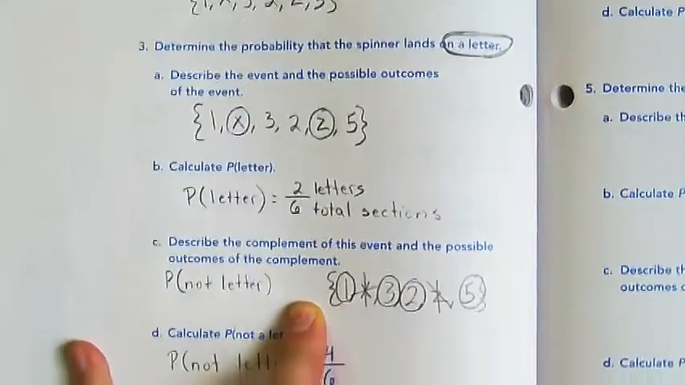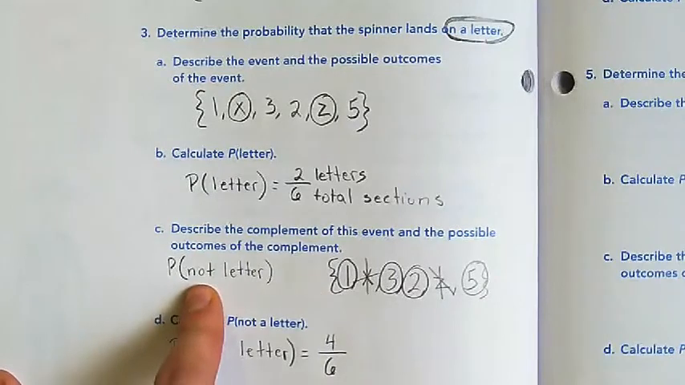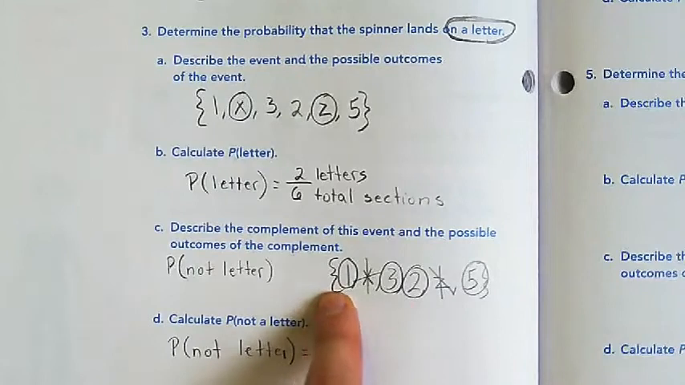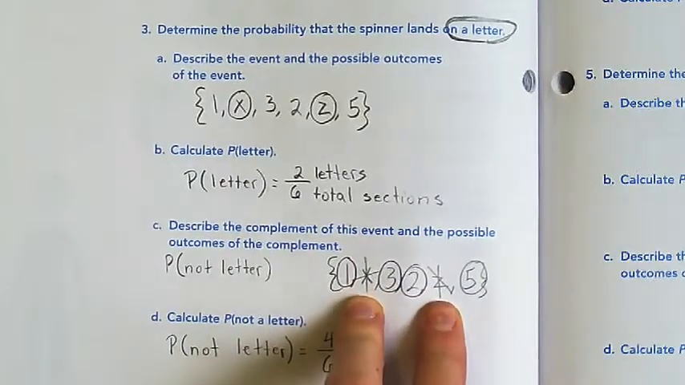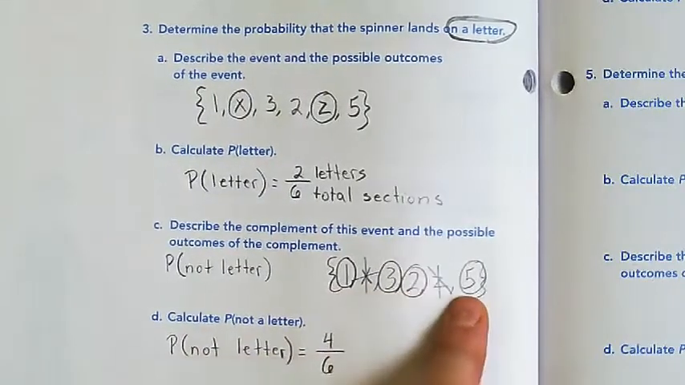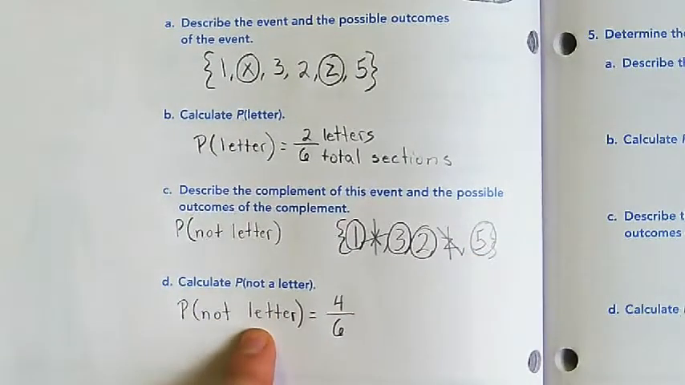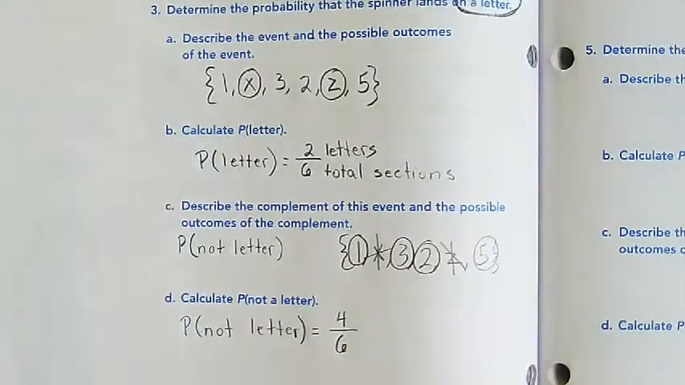On C, we described the complement as the probability of not getting a letter. Again, listed out our sample space. We do not want a letter, so we crossed out the 2 letters and circled what was left over, 1, 3, 2, and 5. So the probability of not letter was 4/6, 4 out of 6.